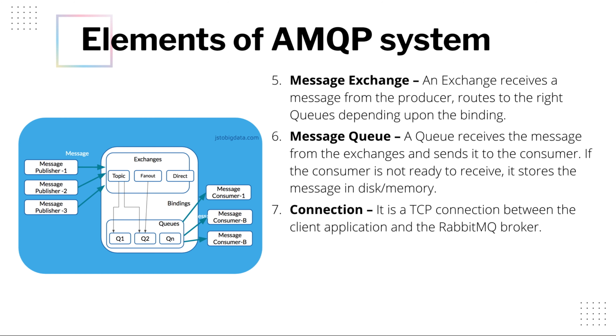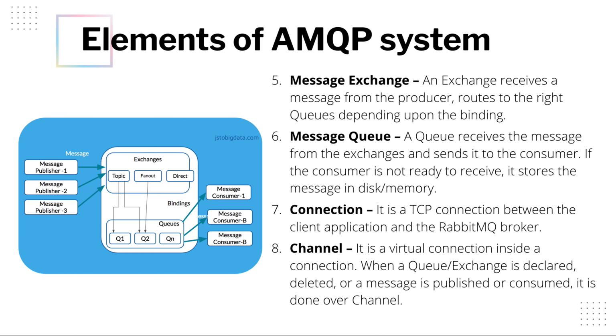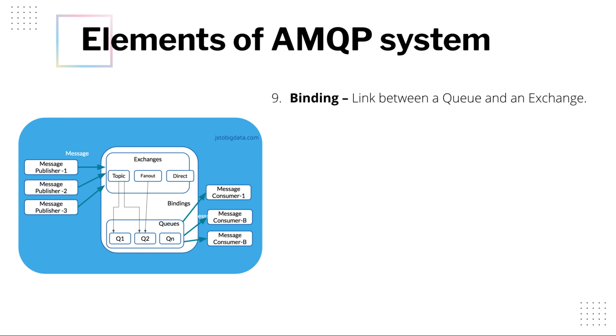Then we have something called connection. Connection is a TCP connection between the client application and the RabbitMQ broker. So connections are the physical connections that are established between your client application and the server. Then we have channel. Channel is nothing but a virtual connection inside the physical connection. Then we also have something called binding. This is a link between a queue and an exchange.